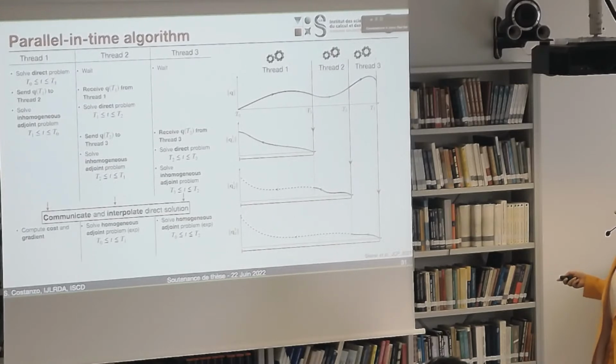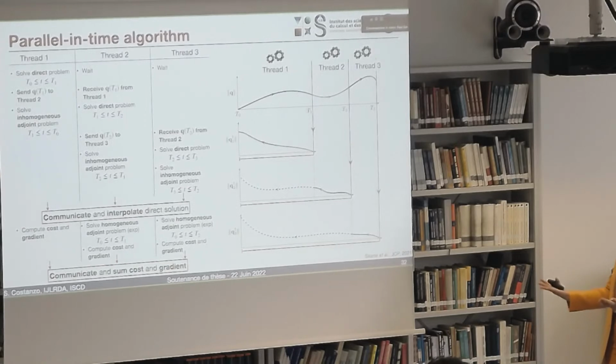Second core and third core are solving the homogeneous adjoint equation with an exponential integrator, and I'll show you why afterwards. And once we have the inhomogeneous and the homogeneous solution, we can build the total solution. Each core computes the cost and the gradient, and that's the only thing they communicate between each other. So by the end, the communication cost is going to be a scalar and a vector that depends on the dimension of our control.